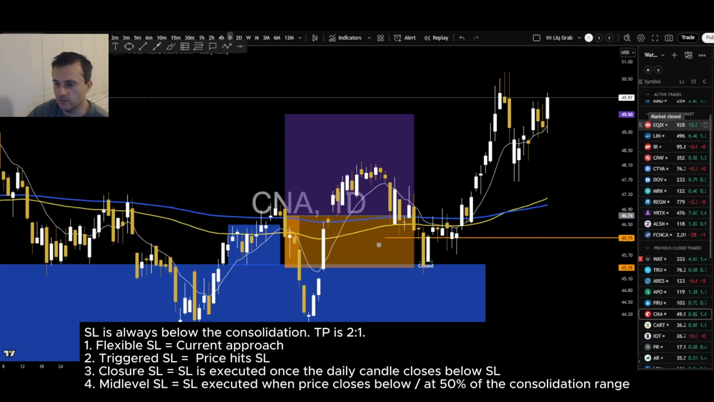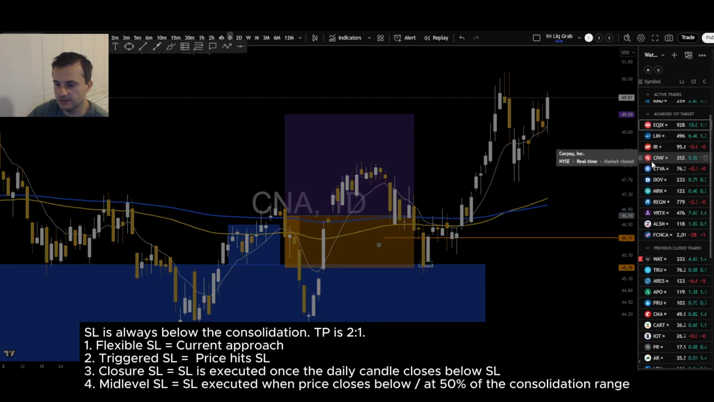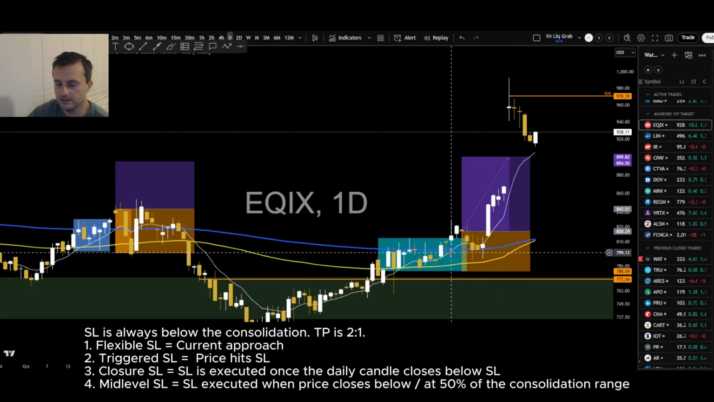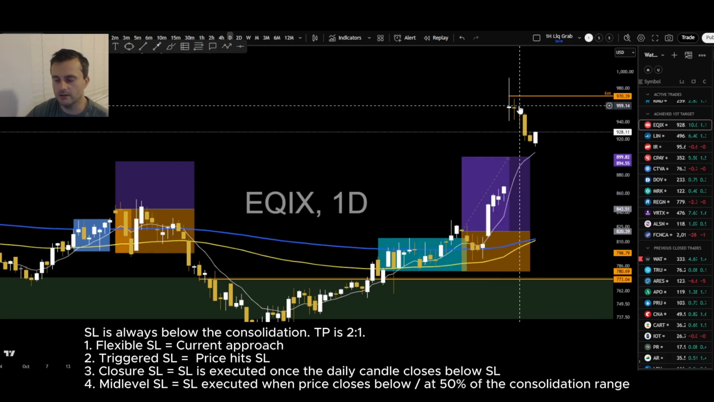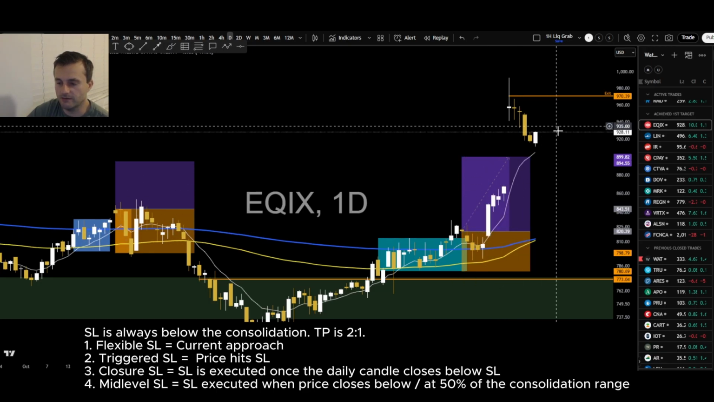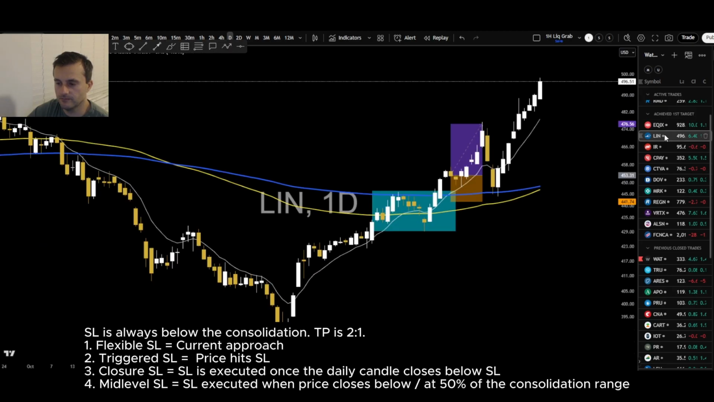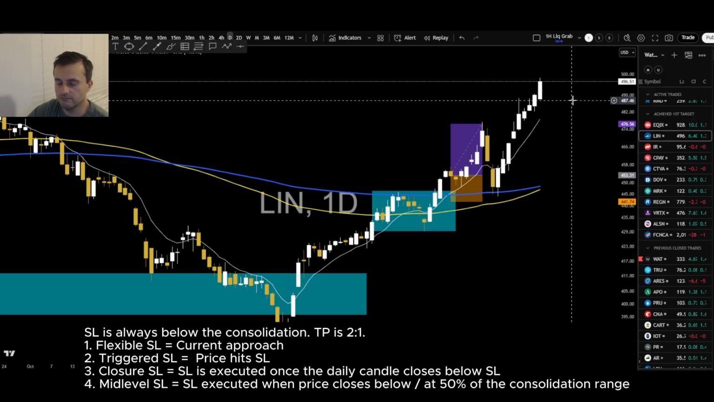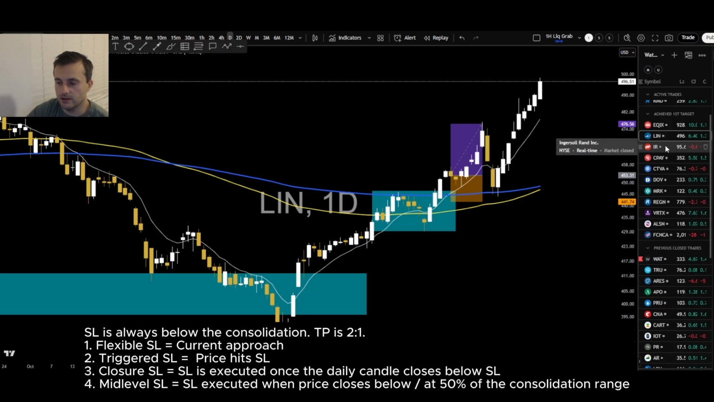And if we take a look at, for example, Equinox, this is an example where basically any of the 4 methods performed very well, and they all gave the same take profit. None of them hit the stop loss. Lin was another example where everything worked out pretty well. So all of the different approaches ended up with a profit.